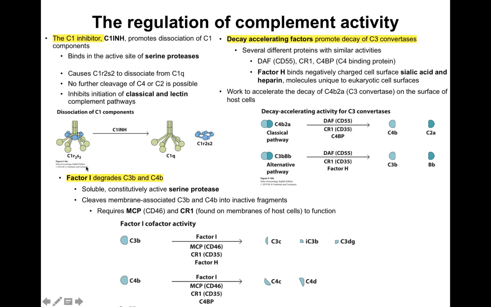We also have factor I that further breaks down C3b and C4b with other molecules. With MCP or factor H, it can break down C3b into smaller fragments, and C4b can be broken down by factor I with the help of MCP, CR1, and C4BP into C4c and C4d. So ultimately, factor I can break down these complement proteins into smaller pieces.